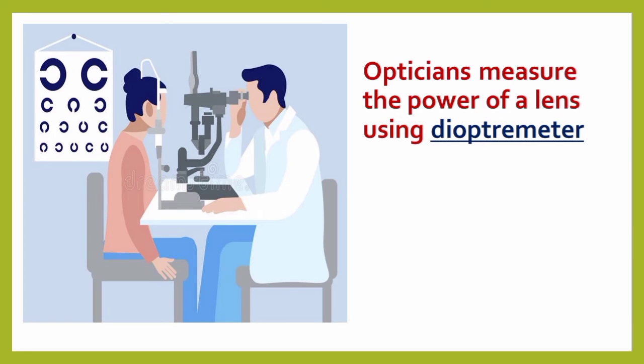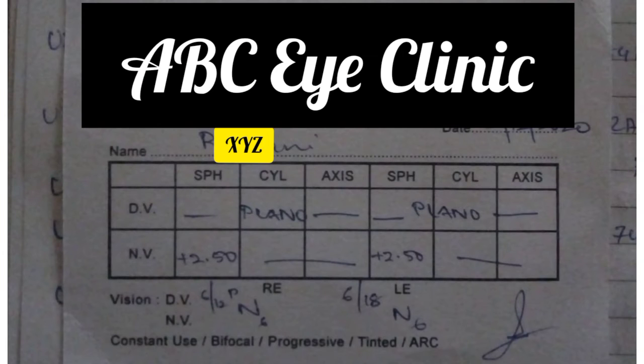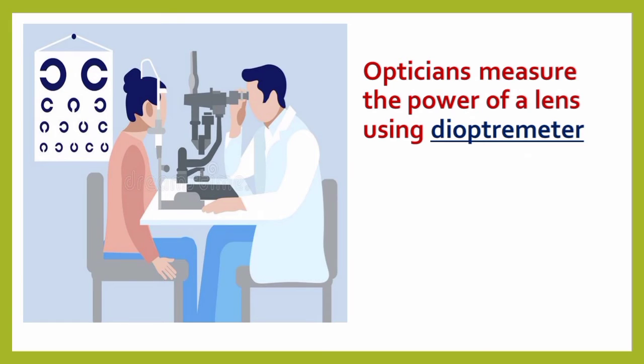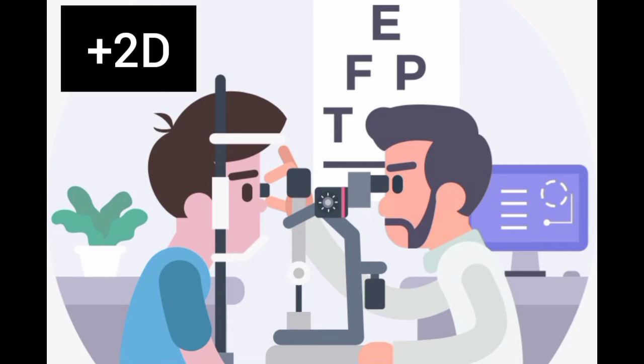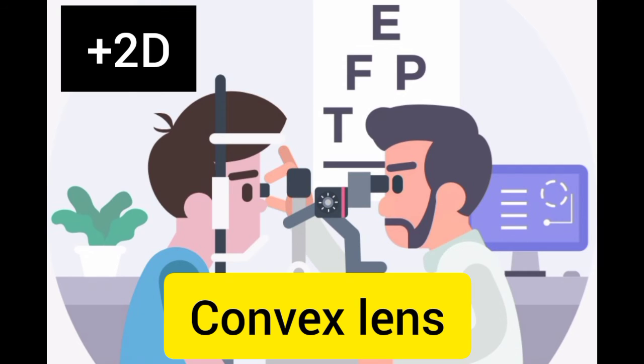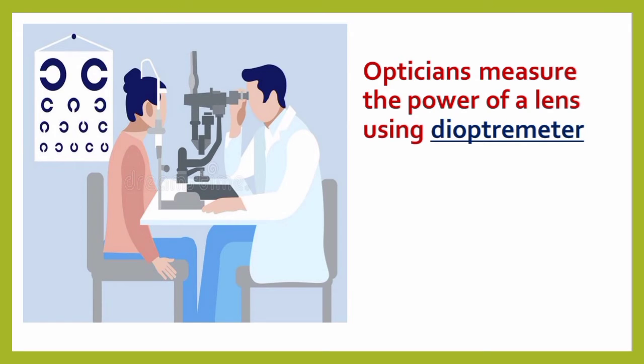When you go for an eye checkup, your optician measures the power of the lens of your eye using a diopter meter. Later, they prescribe corrective lenses for defects of vision, indicating the powers. For example, if an optician prescribes a power of plus 2D to a person, then the positive sign of power means the lens is a convex lens and the focal length f is 0.5 meter.